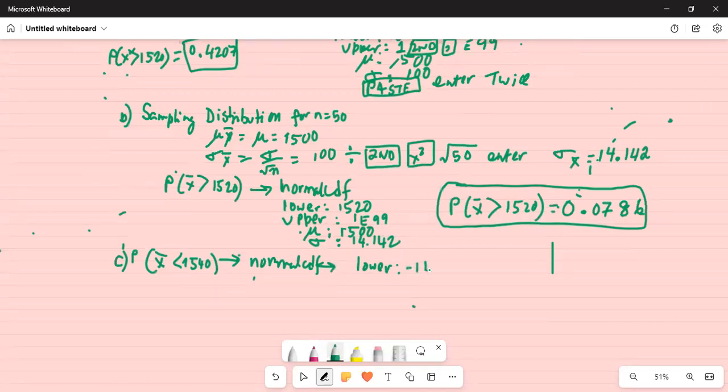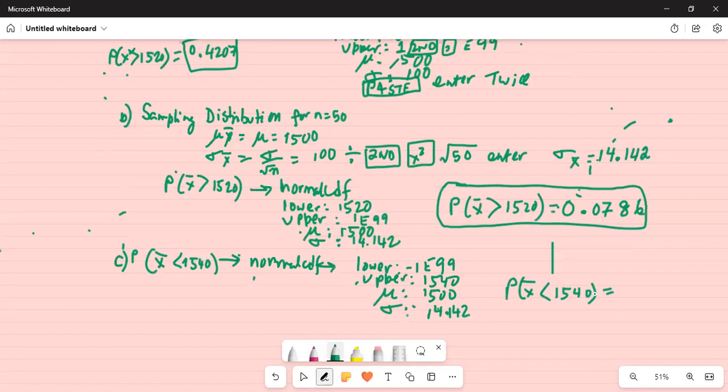The lower bound is -1 E99, that means negative infinity, a very large negative number on the left-hand side. Upper is 1540. Mean is 1500. And sigma, remember, use the standard error, the standard deviation of the sampling distribution, which is 14.4142. So P(x bar < 1540) is equal to second vars, number 2.